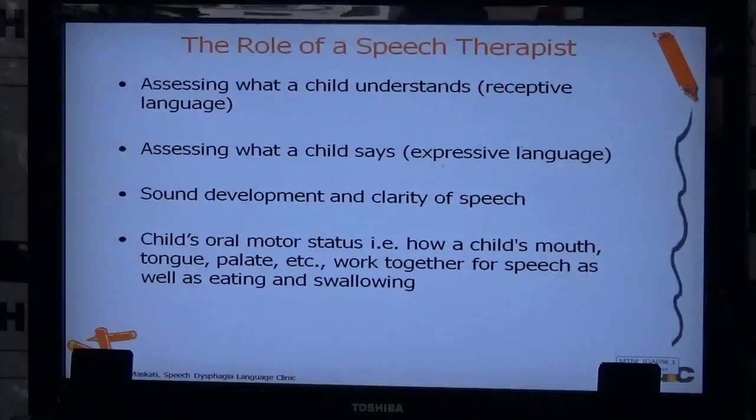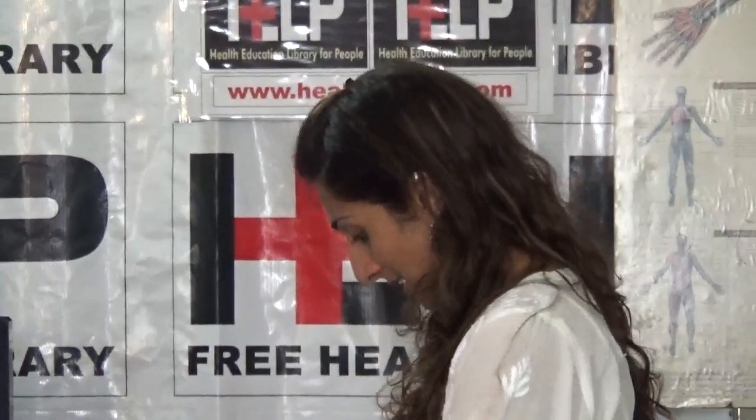So a speech therapist basically assesses what a child understands. That's called their receptive language. What the child says, that's the expressive language. The sound development. So like I said, when a child says tat for cat, you see what sounds they have, what sounds they don't have according to their age. And the child's oral motor status, which is how the lips, tongue, palate, all of that. Like a child could be drooling because all this muscle tone could be low. So that's what a speech therapist assesses.